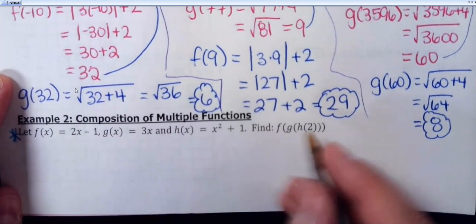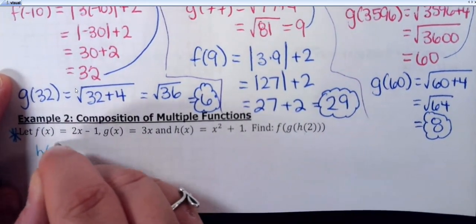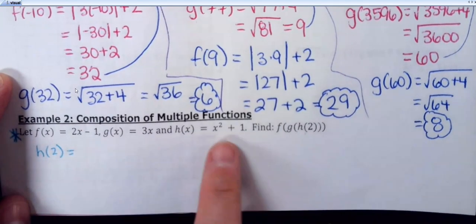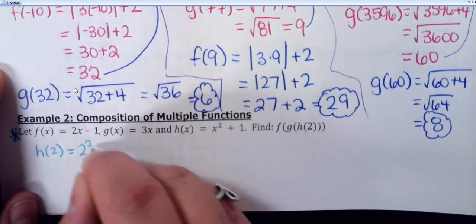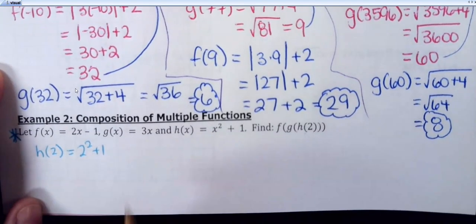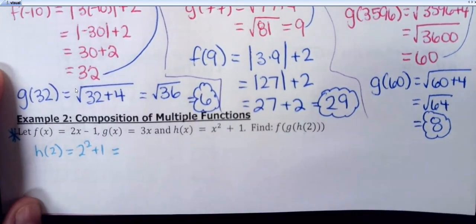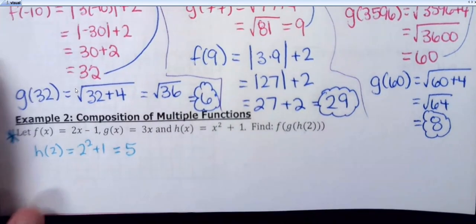So I'm going to start in the middle. H of 2, just look at your directions for your h of x function. We're going to do 2 squared plus 1. So 2 squared is just going to give you 4, plus 1 would give you 5.